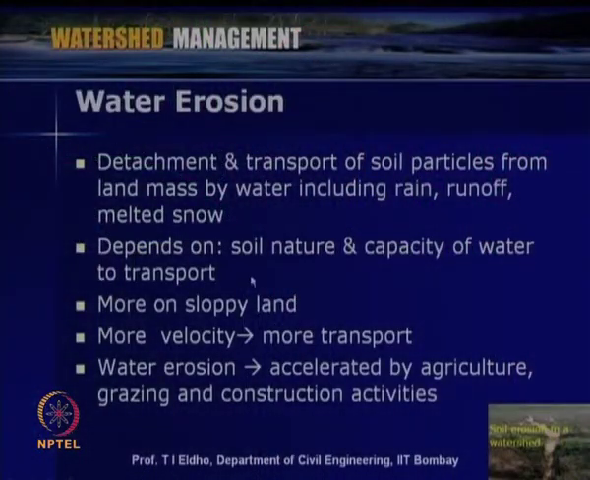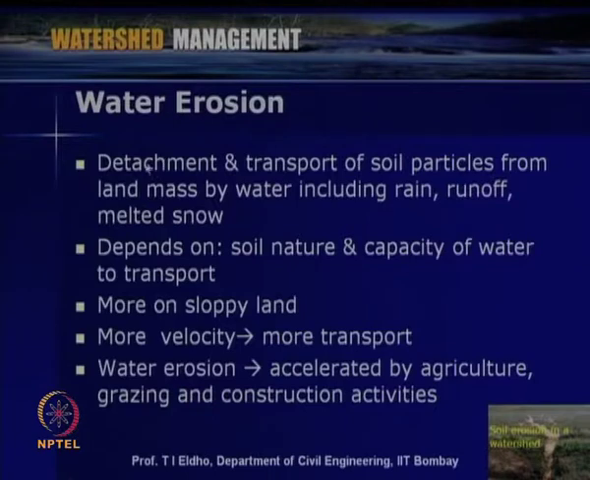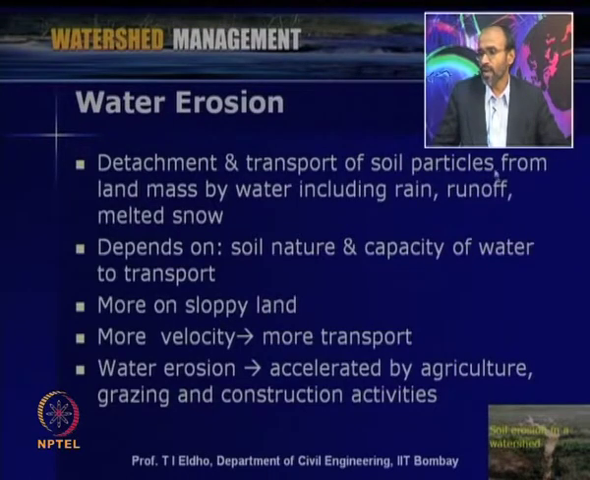So, we have already seen two important agents as far as soil erosion is concerned. One is water, another one is wind. Now we will discuss in detail the erosion due to water and erosion by wind. First let us see the water erosion. As we already discussed, water erosion happens due to detachment and transport of soil particles from land mass by water, including rain, runoff and melted snow.